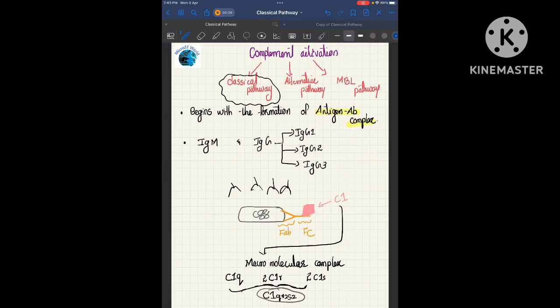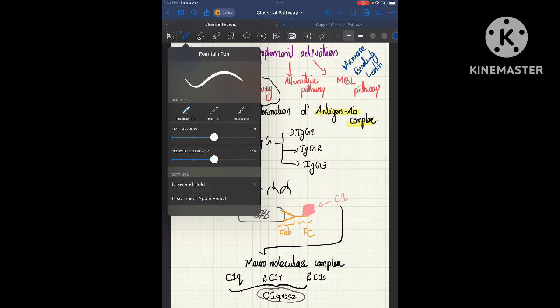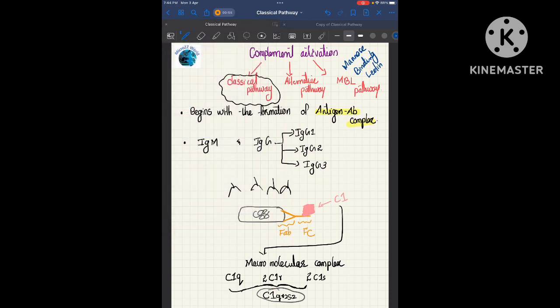Complement can be activated via three pathways: classical pathway, alternative pathway, and MBL pathway. MBL pathway means mannose binding lectin pathway. Okay, in today's class we are dealing with the classical pathway.